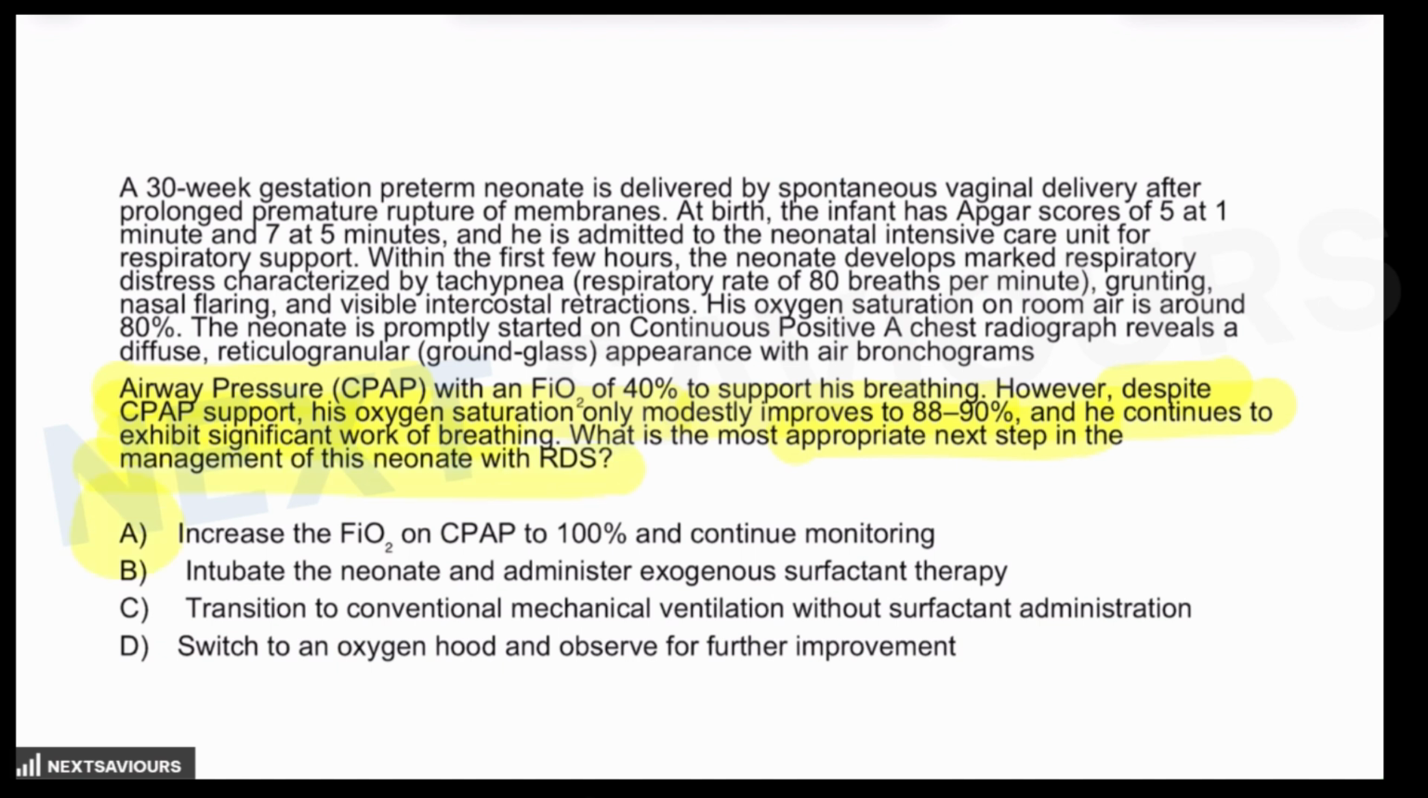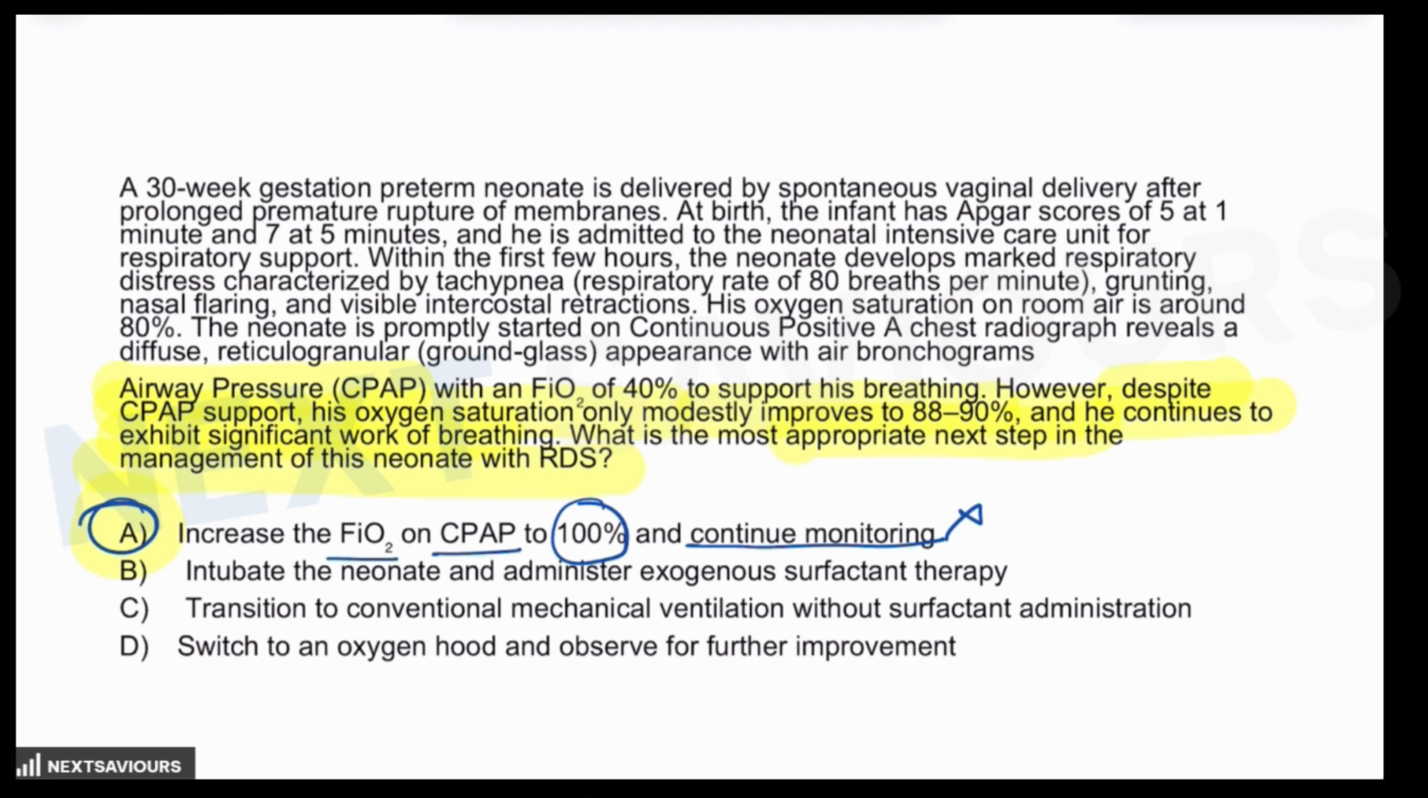If you read this option by option, then the first option is to increase the FiO2 on CPAP to 100% and continue monitoring. Simply increasing the FiO2 will provide more oxygen but will not address the underlying surfactant deficiency. As you already know, prolonged high oxygen concentration, like even if we give FiO2 of more than 60%, increases the risk of oxygen toxicity and complications such as bronchopulmonary dysplasia.